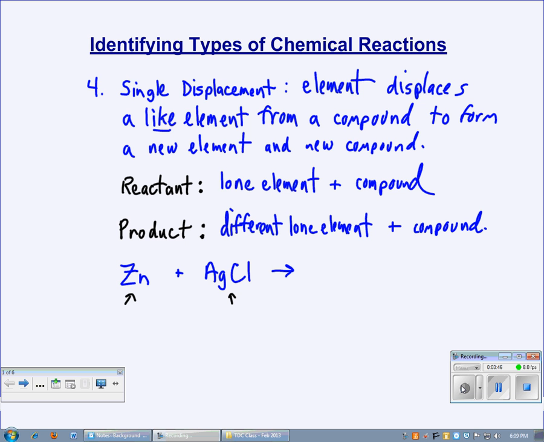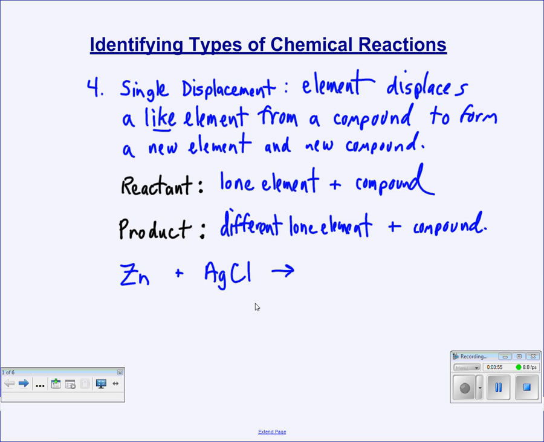Now, why would zinc, in this case, try to displace silver and not try to displace chloride? Well, again, we look at the definition. It tries to displace a like element. Well, zinc is a metal, and if zinc is going to try to displace the element from the compound, the element it's going to try to displace is the other metal. And so zinc will come over and say, oh, I'm going to kick silver out, or being more polite, tap silver on the shoulder and say, may I dance with chloride, please? And then silver says, okay.